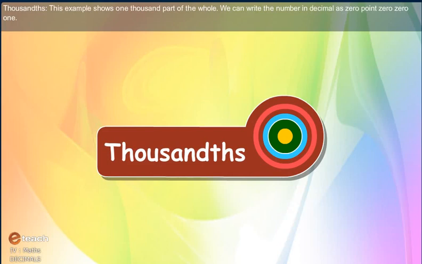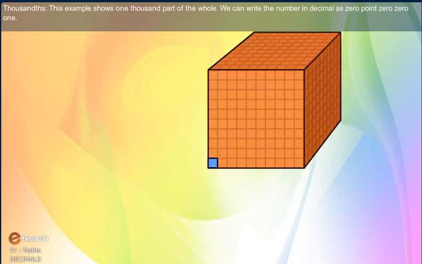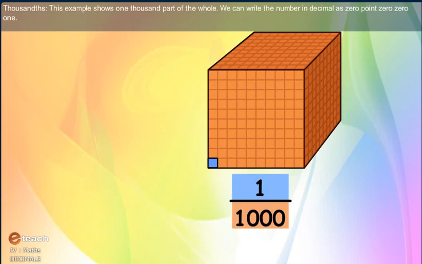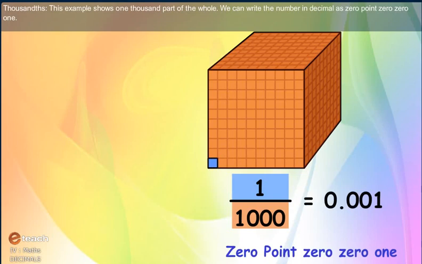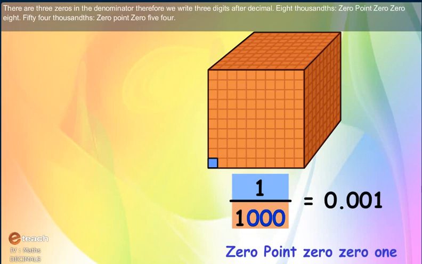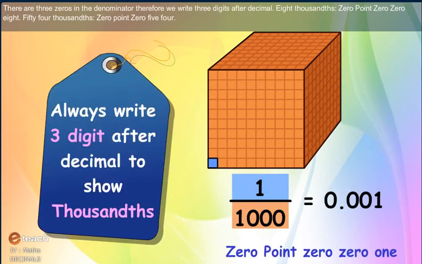Thousandth. This example shows 1 part of the 1000 parts of the whole. We can write the number in decimal as 0.001. There are 3 zeros in the denominator, therefore, we write 3 digits after the decimal.